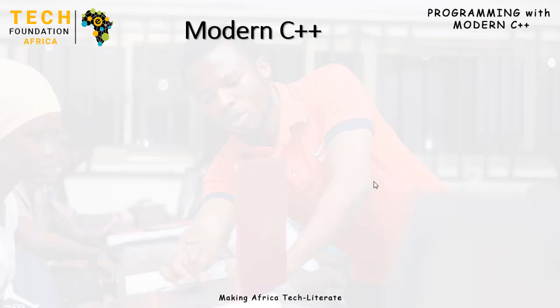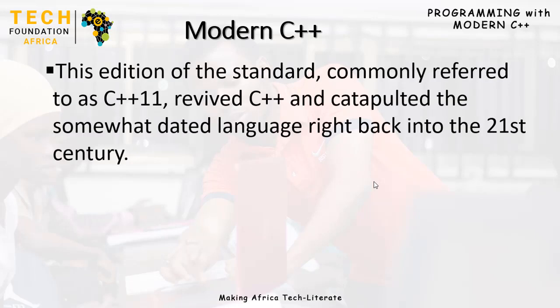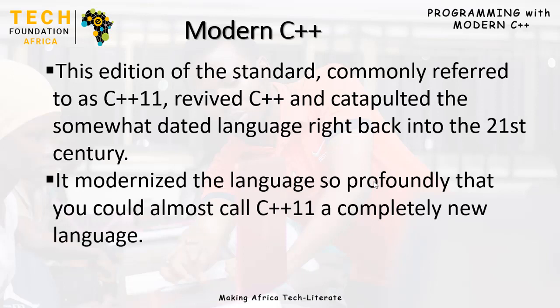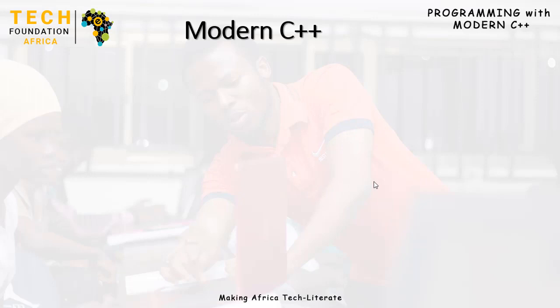This edition of the C++ language is what we commonly refer to as C++ 11, and it has actually brought C++ to par with the modern languages like Python, Java, and the likes. It has almost modernized the C++ programming language completely, and so you can actually say that C++ 11 is a completely new programming language.